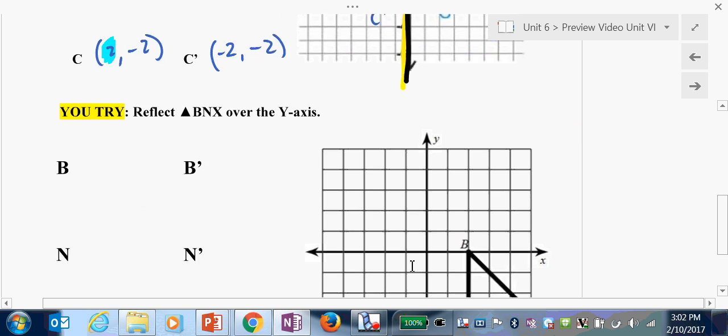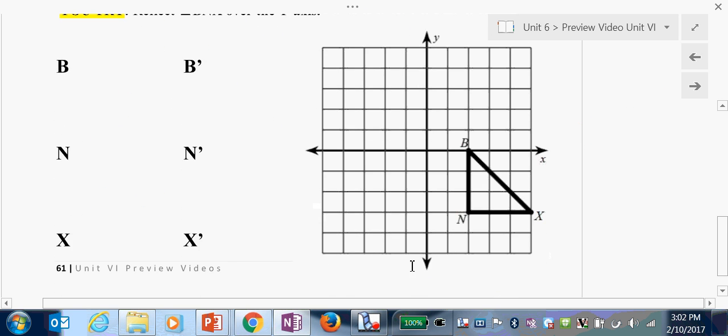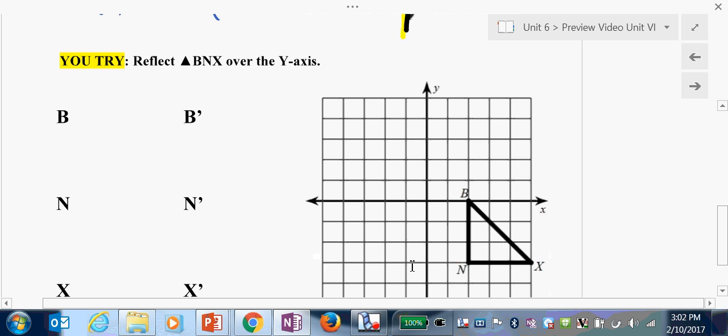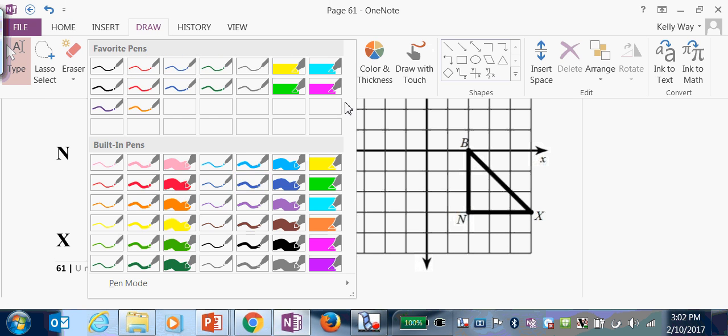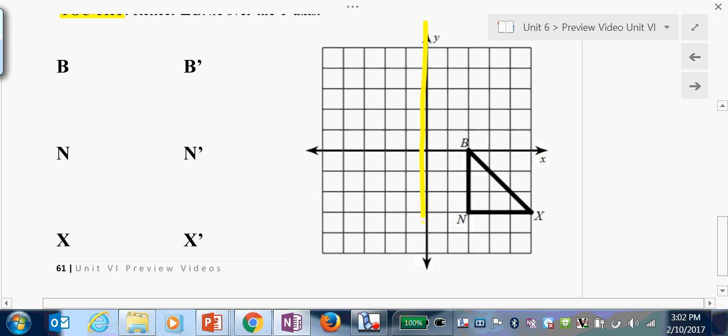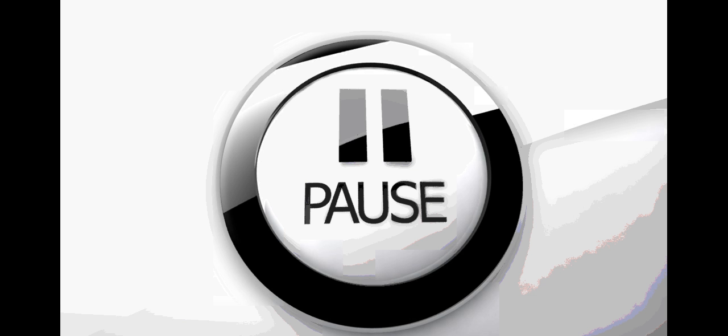Okay. Knowing that, come down here, get your 3 coordinates. It's the same triangle. You're going to flip over the y-axis. Pause.